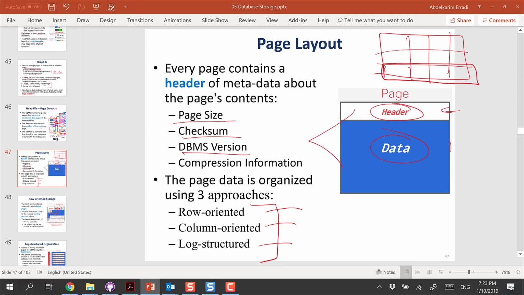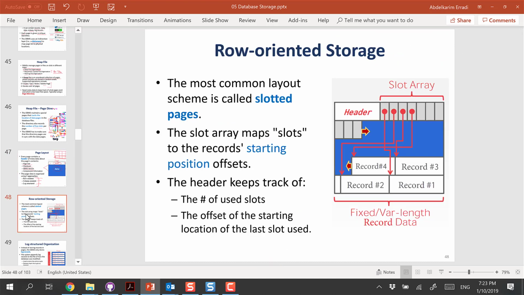So I will give some further explanation to each of them. Let's start with the row-oriented model. In the row-oriented model there are many ways, but I just follow here the most common and most popular way of storing rows in a page. The most common way of writing records in a page is to use this slotted pages organization.